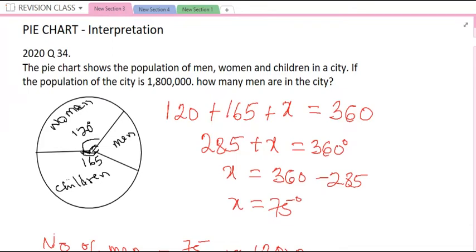That is the solution to the WAEC question in 2020. They gave us a pie chart and they want us to interpret it by determining the number of men in the city. And this is how we solve the question.